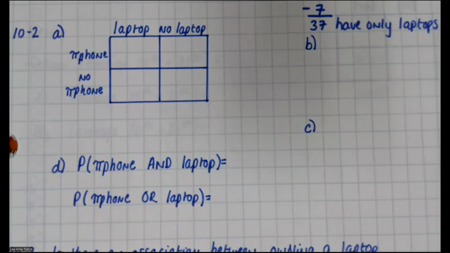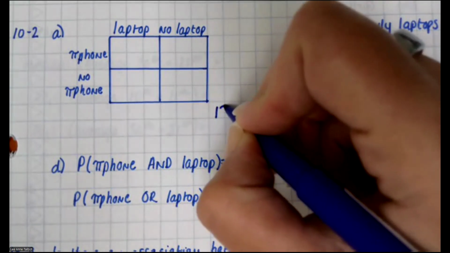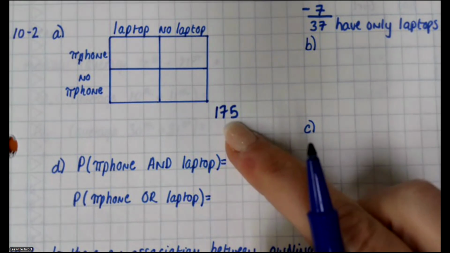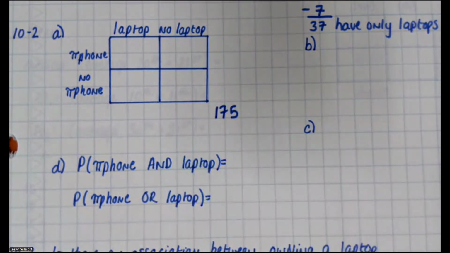Okay, now we're going to read the problem again. Same exact problem. I know it says number 2. We're going to read the exact same problem, and we're going to figure out how to fill out the two-way table from that information instead of the Venn diagram. Okay, so it says, Sam is conducting a survey for the school newspaper. He surveyed 175 students at his school. When you're doing a two-way table, the total goes down here in this corner, which is very similar to the Venn diagram. I'm going to call that number the total.